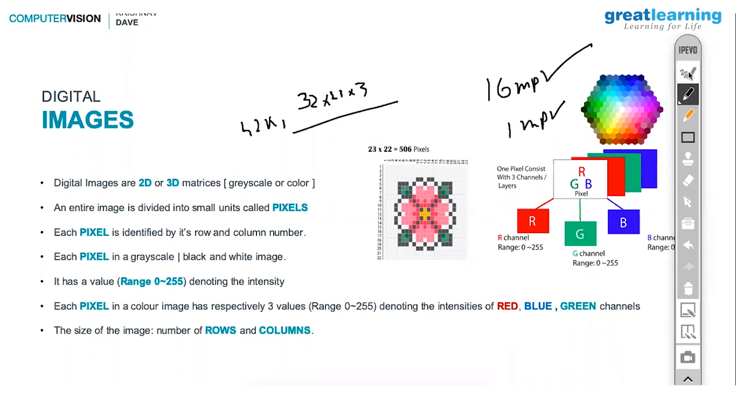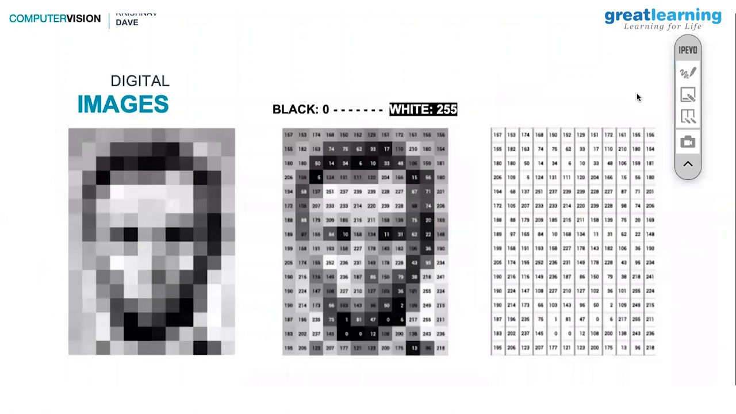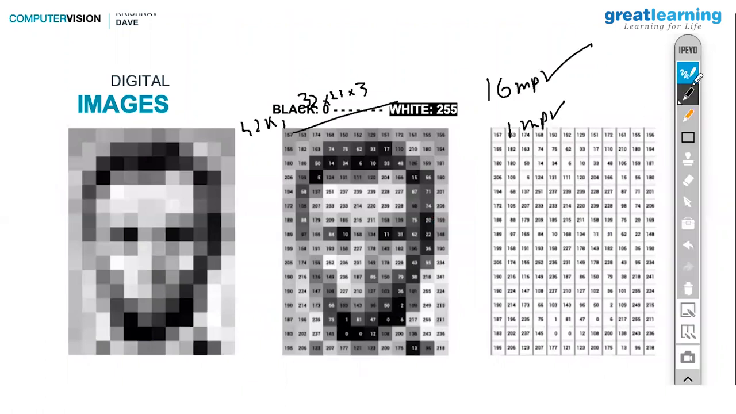If you want to see how a very lowly sampled image looks, look at this. This is how it looks. Each square over here represents 1 pixel. I could have done it in a very simple way also. Each dot over here could represent 1 pixel. In that case, what would have happened? We could have easily been able to see his eyes, nose, mouth, and beard.